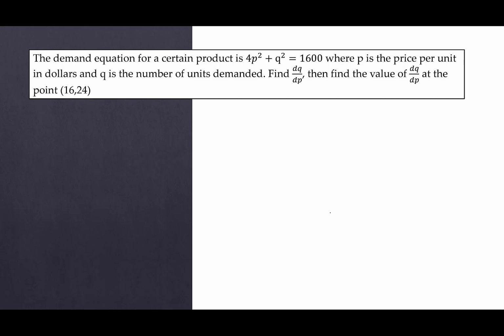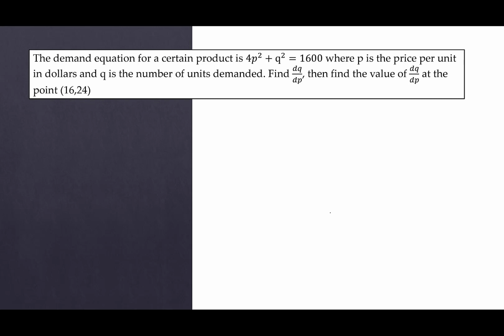The demand equation for a certain product is 4p squared plus q squared equals 1600, where p is the price per unit in dollars and q is the number of units demanded. We want to find dq/dp, then find the value for dq/dp at the point (16, 24). dq/dp means how does the quantity change when the price changes, so at the end we'll do an interpretation of what we found out.